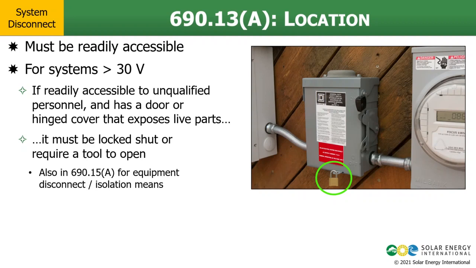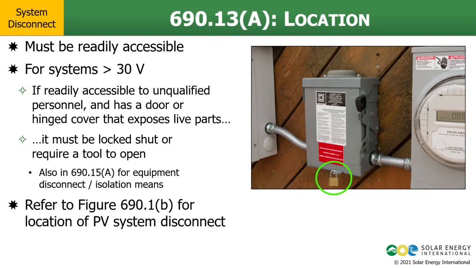You can buy those online. You can get 1,000 of them for less than 20 cents each for the little plastic locks. You can even buy them custom with your company's logo on them. They work really well to lock that shut without having to go and buy an actual padlock. We want to refer to Article 690.1(B) to figure out where the location of our PV system disconnect is for the specific system type that we are going to be installing.